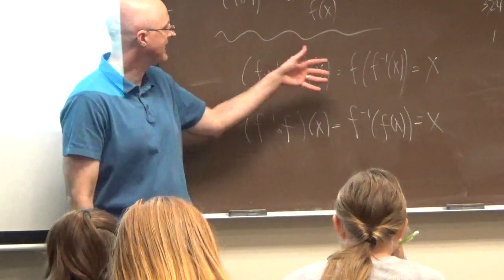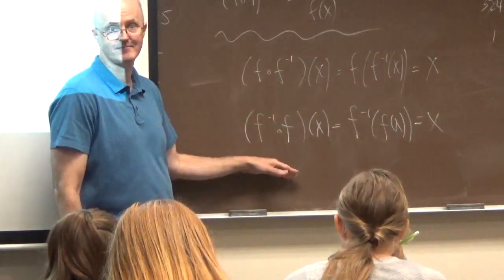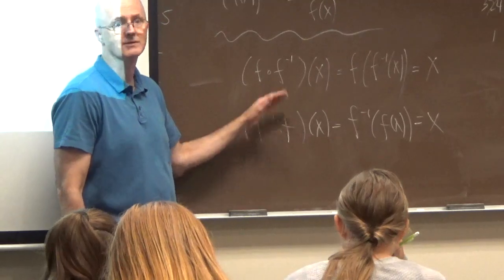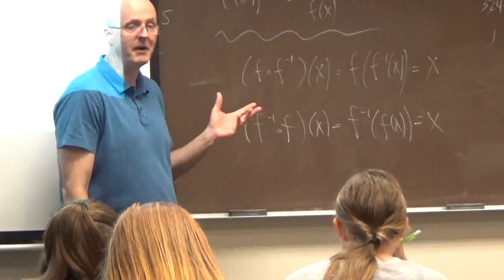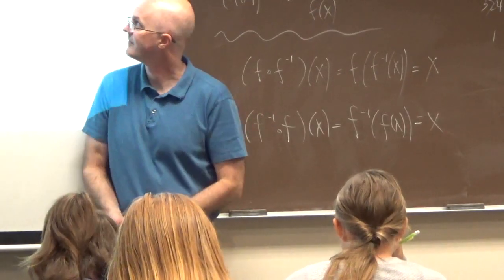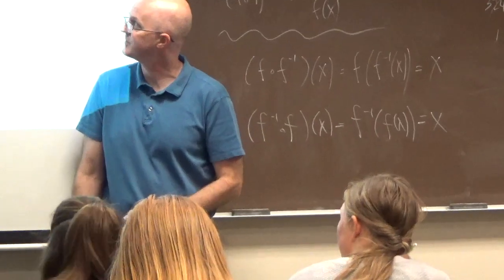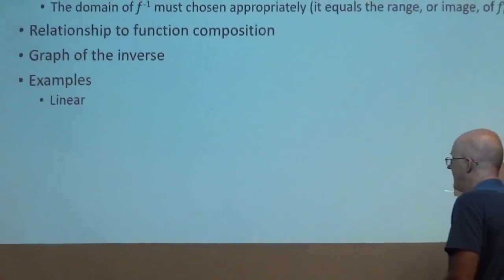Technically speaking, the domains of these functions are not necessarily the same. And we'll see some examples of that. But symbolically, this happens. We'll talk about the relationship to the graph of the inverse as we think about examples. So first, let's start with an example of a linear function.